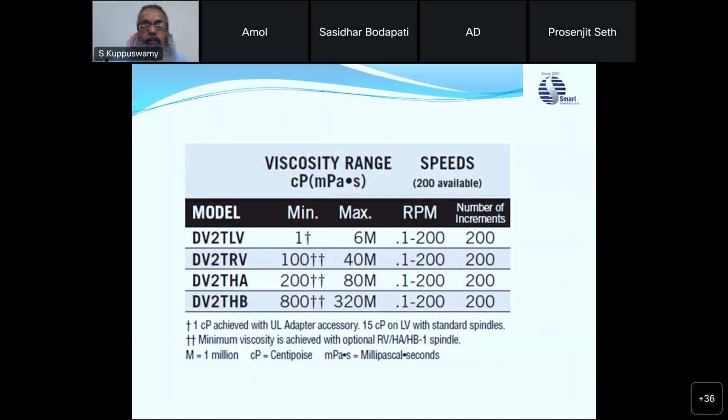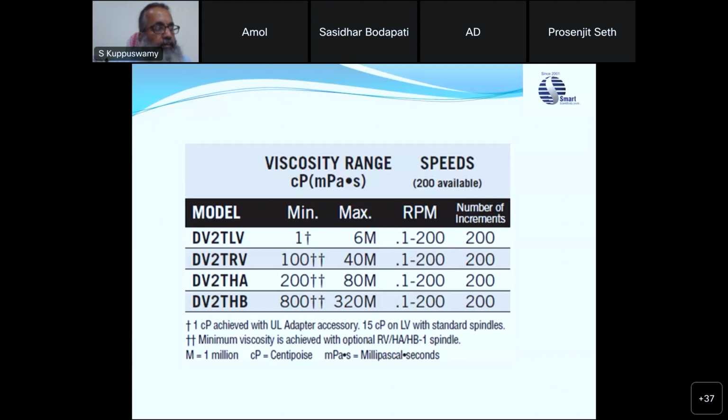Next slide. Yeah, this is only the DV2T range, the second generation viscometers. The first one, DV2T LV. LV is the torque range. The minimum viscosity that can be measured is 1 cp and maximum 6 million cp, with variable speed from 0.1 rpm to 200 rpm with 200 increments. 1 cp cannot be measured with the standard spindles. You require a special accessory to measure viscosity as low as 1 cp, like the UL adapter, which can measure down to 1 cp.